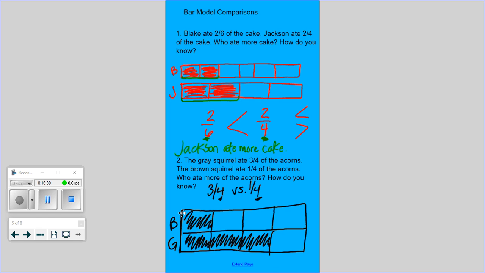What do you know from our model? How do you know from our model who ate more? Look at it. I don't know is not a good answer. Look at it. How do you know who ate more based on our model?